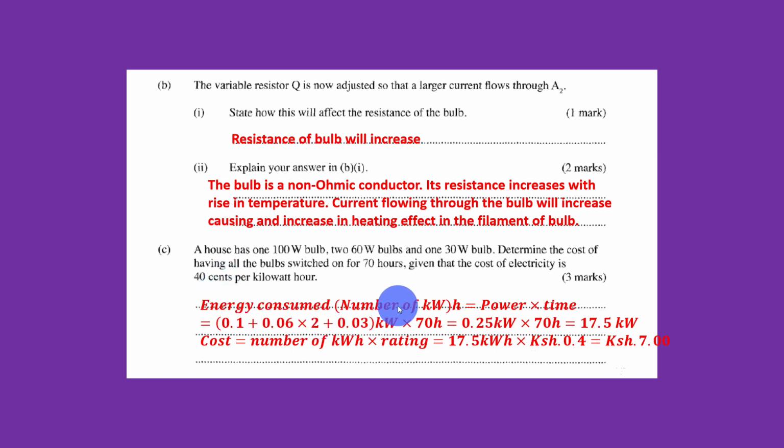So energy consumed, or the number of kilowatt hours, equals power times time. Remember to convert that power into kilowatts before you multiply by the time in hours, in order to get 17.5 kilowatt hours. The costing is given by the number of kilowatt hours, what we have worked out here, times the rate. So 17.5 kilowatt hours times Kenya shilling 0.4, we get 7 shillings. That is the cost of using those components.